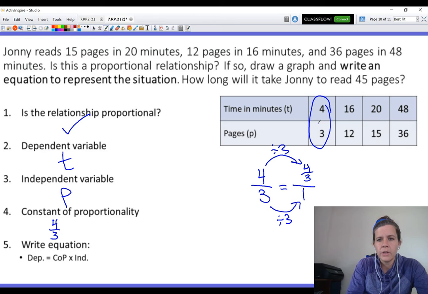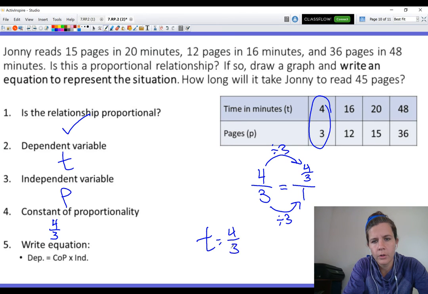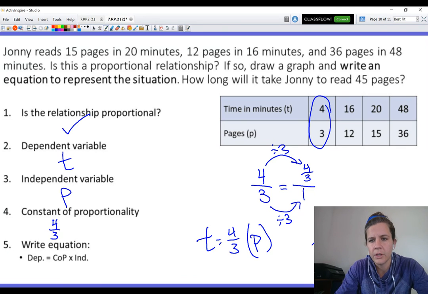So then we write our equation. We say that Johnny can read, we want to know 45 pages. Johnny, well, we're not to there. Write the equation. Johnny can read, it takes him, dependent variable equals, it takes him 4/3 of an hour to read a page. So he can say time equals, for every page, it takes him 4/3 of an hour. So t equals 4/3 times p.